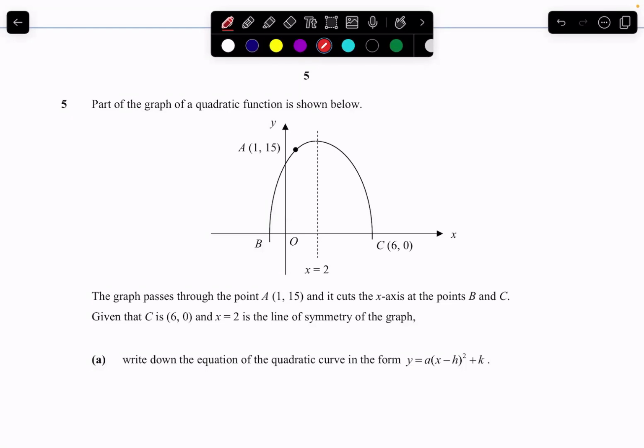Okay. Part of the graph of a quadratic function is shown below. The graph passes through the point (1, 15), and it cuts the x-axis at points B and C. Okay, so cuts the x-axis means y equals 0. Given that C is (6, 0), x equals 2 is the line of symmetry. Okay, write down the equation of the quadratic graph in the form y equals a(x minus h) squared plus k.